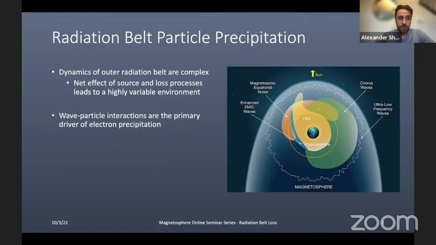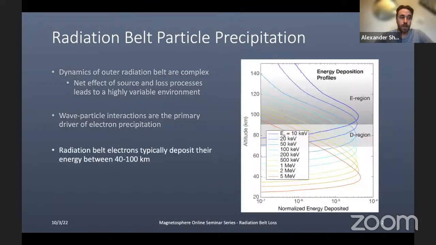Loss to space and loss to the atmosphere are occurring concurrently, and the net effect of source and loss processes leads to a highly variable environment in both space and time. And wave-particle interactions are the primary driver of electron precipitation. And the altitude at which different energy electrons deposit their energy varies.